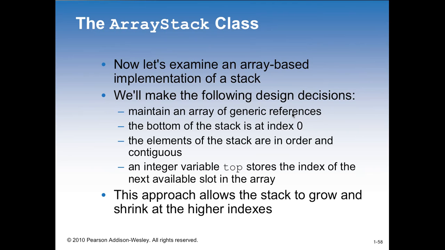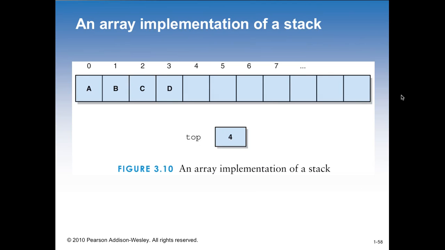The bottom of the stack is at index 0, perhaps, if you start out with array indexes. And then each one of the index values is going to have a particular value associated with the index. Elements of the stack are in order, and they are contiguous, which means they're lined up one right after the other in the array. An integer variable at the top stores the index of the next available slot in the array. So we're looking at the top and a starting point, or a bottom, or a 0, meaning at the beginning. This approach allows you to grow and shrink at the higher indexes. So you're adding from the beginning.